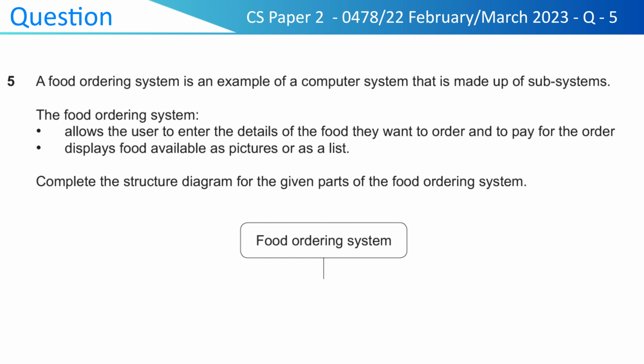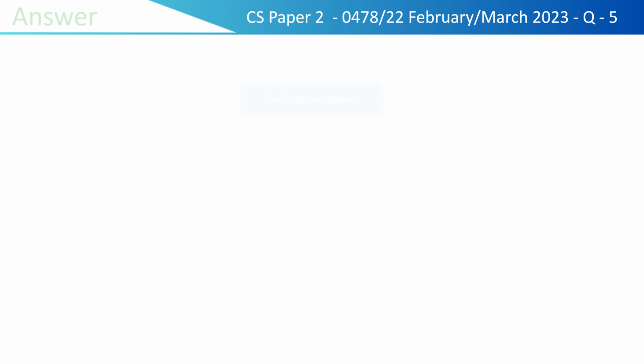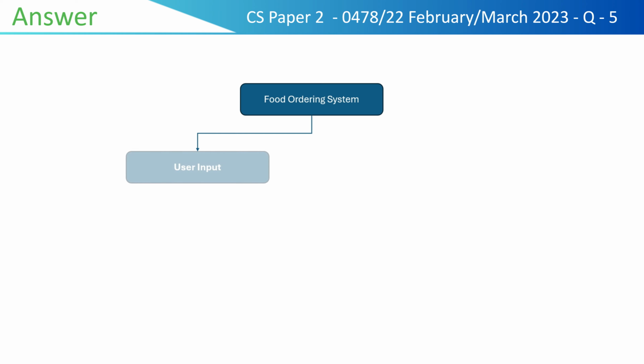Let's analyze the question first. The question is to complete the structural diagram of the food ordering system. To complete the structure of the system, we need to first identify the parts and subparts of the system based on requirements. Based on requirements, the system will have two main parts. The first part is to take the input from the user. And the second part is to display available foods in picture form and in list form.